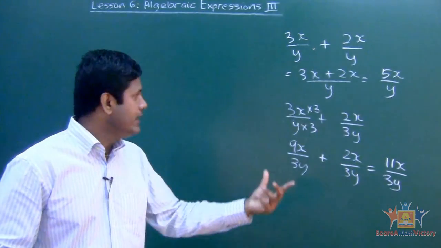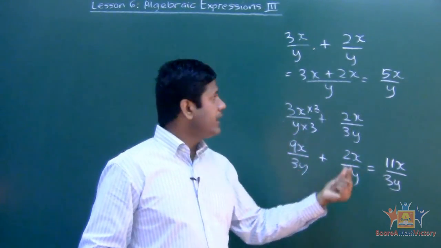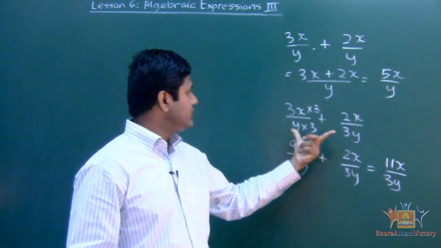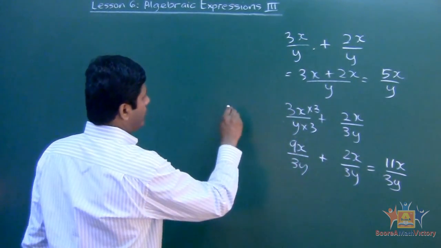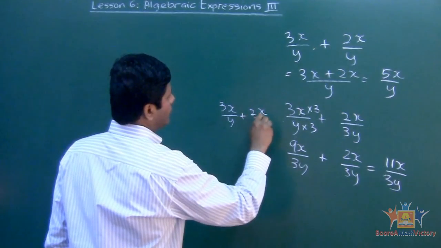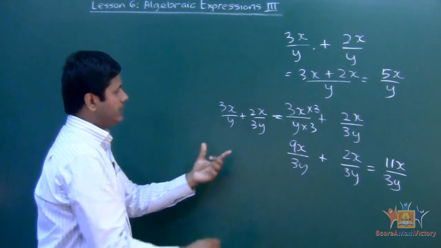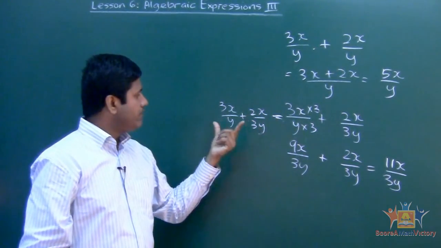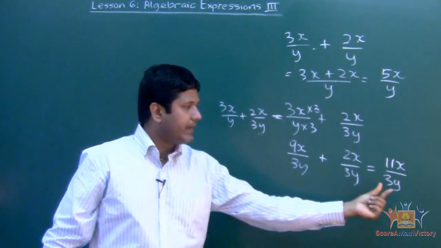Very important, okay? They have to be common in order to add. In this case, it's not common, all right? Because initially we had 3x over y plus 2x over 3y. They're not common, so I have to make them common. Now I can add them.